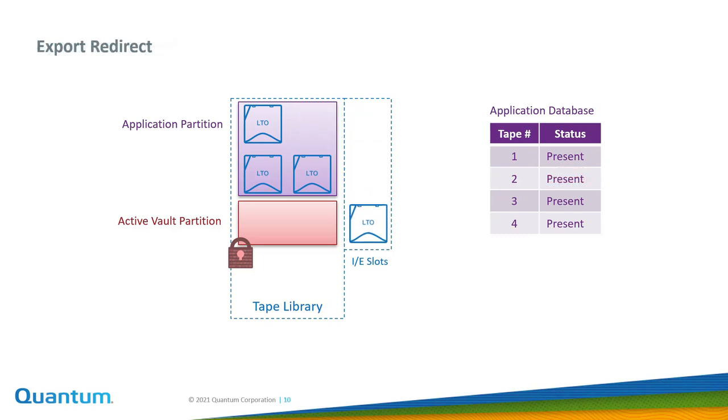With ActiveVault Export Redirect, when a tape is exported by the application, the library moves that tape out of the IE slot and into the ActiveVault partition. The application sees that the tape has been removed from the IE slot and marks it as exported as normal. The tape remains in the library, but safe in the ActiveVault, isolated from the network and not visible to the application. Export redirect happens without any operator intervention based on policy.